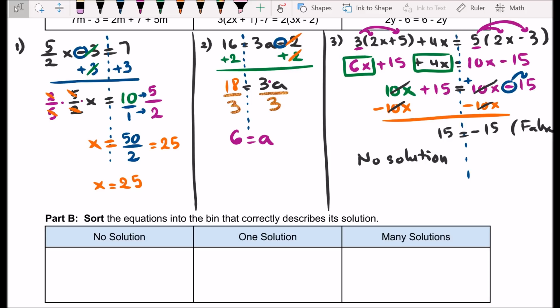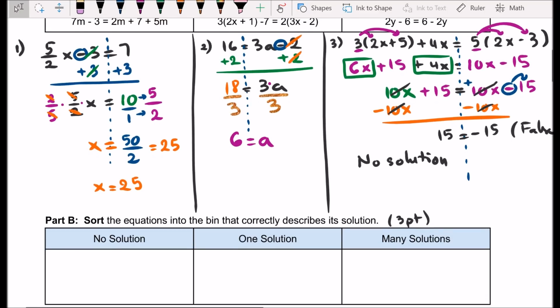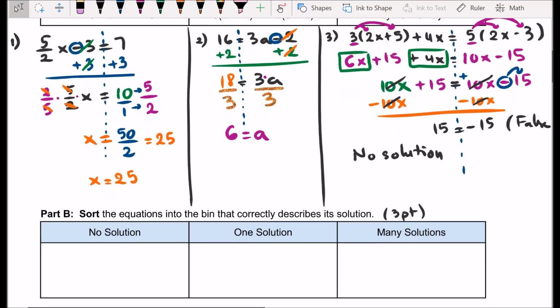So for part B, that's gonna be 3 points. Since we have 6 problems and you have to distribute them into 3 boxes, every 2 correct answers is 1 point. So number 1, x equal to 25. That is one solution.